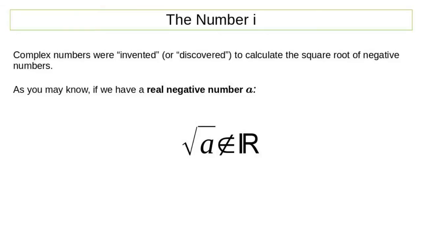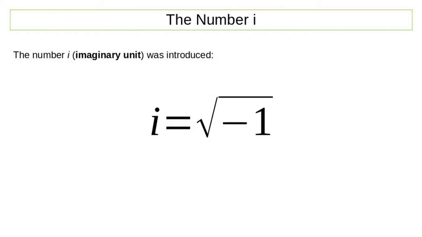Complex numbers were invented, or we could say discovered, to calculate the square root of negative numbers. As you may already know, if we have a real negative number, a, its square root is not in the set of real numbers. Or, to say it more simply, as long as we are in the set of real numbers, we cannot calculate the square root of a. So, the number i was introduced. i is called the imaginary unit and it is defined as the square root of -1.